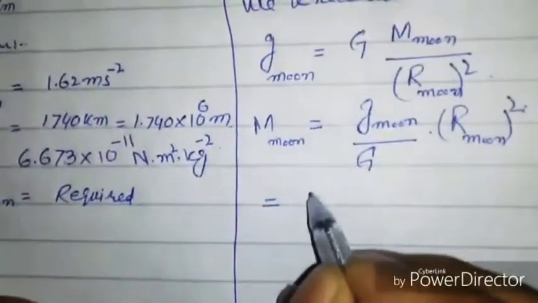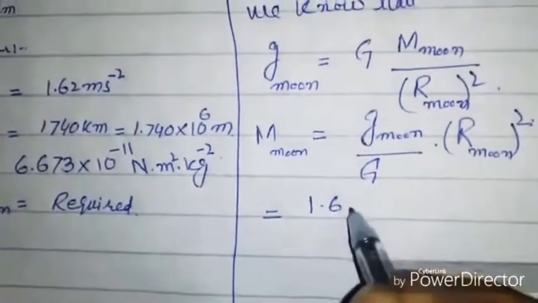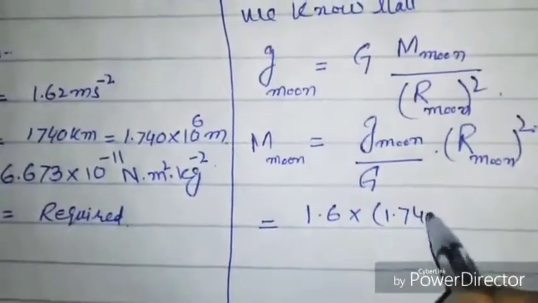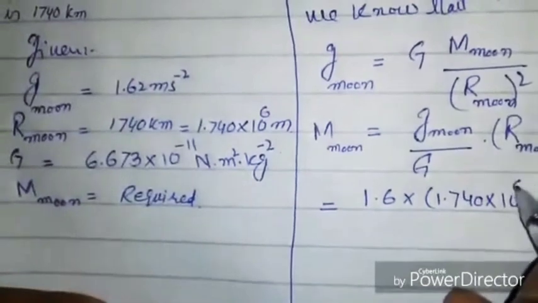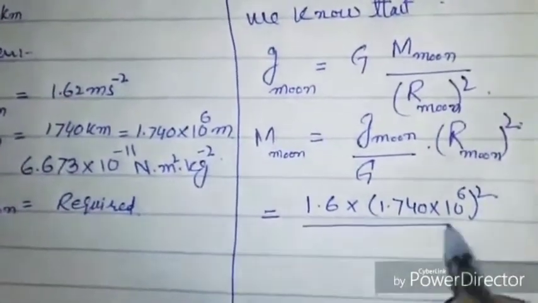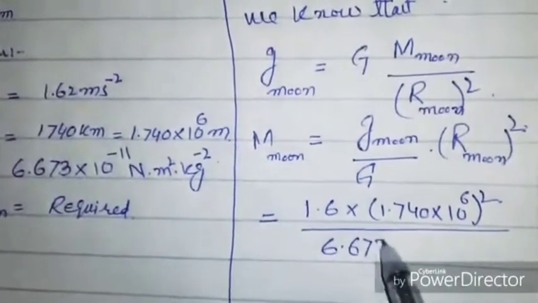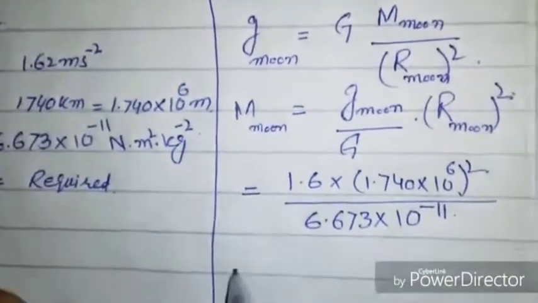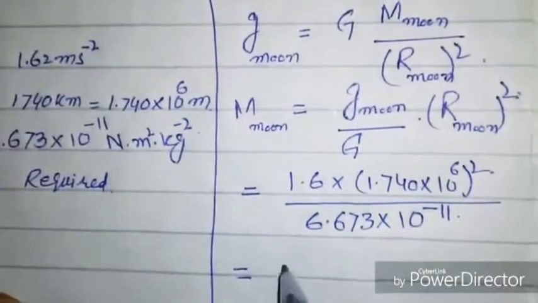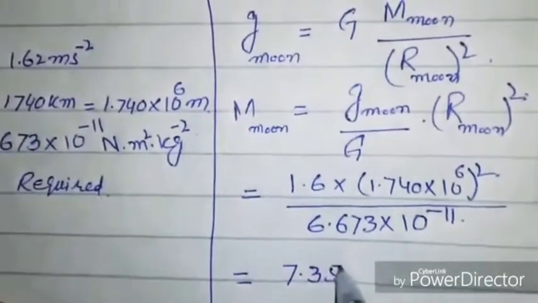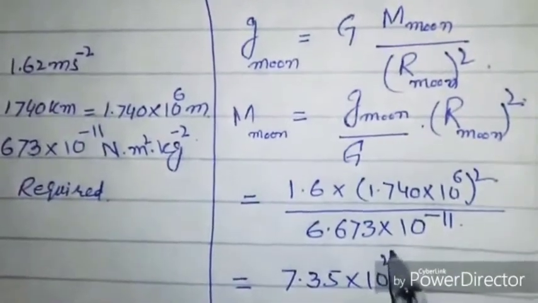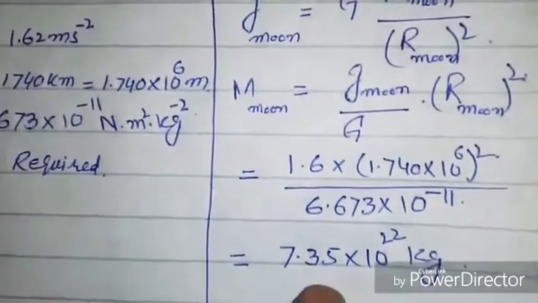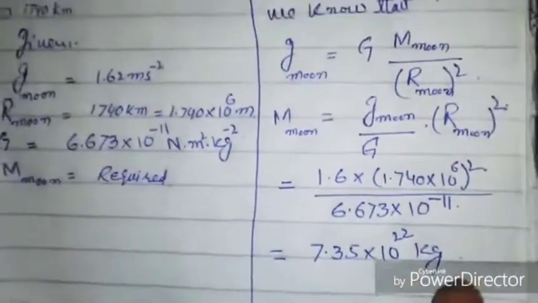Now putting the values: 1.6 into (1.740 into 10 raised power 6) square over 6.673 into 10 raised power minus 11. We got on simplification 7.35 into 10 raised power 22 kilogram. I simplify this with the use of calculator.